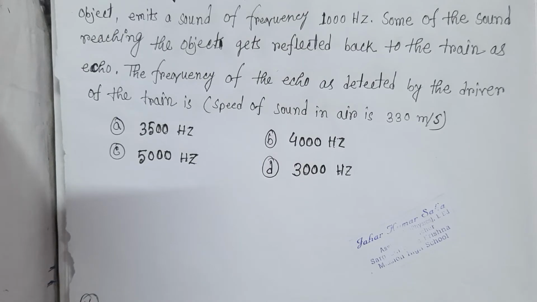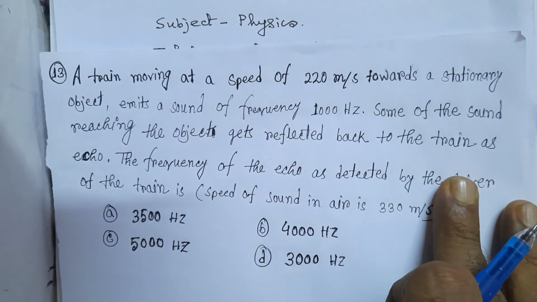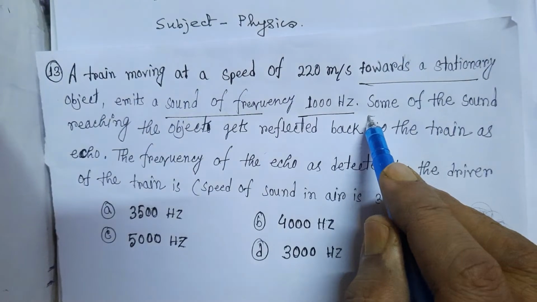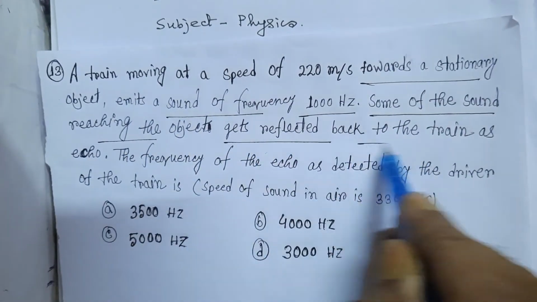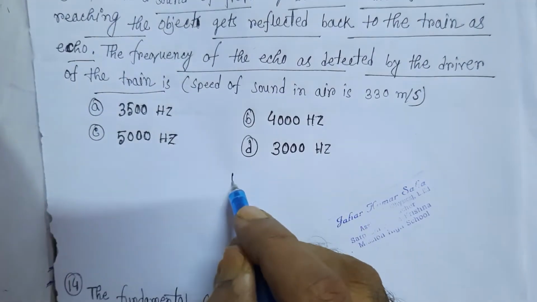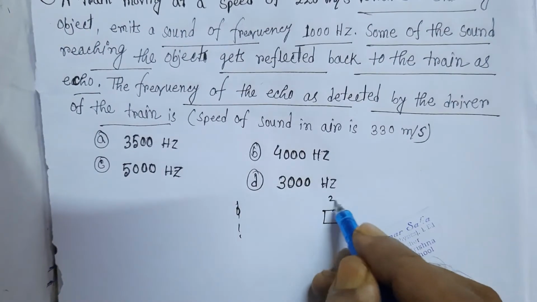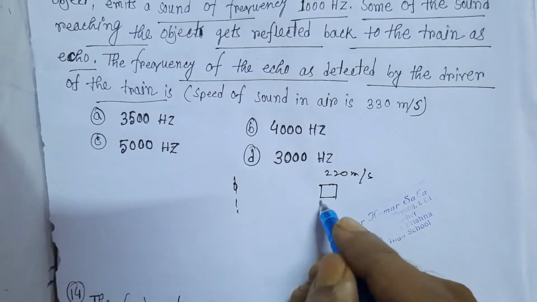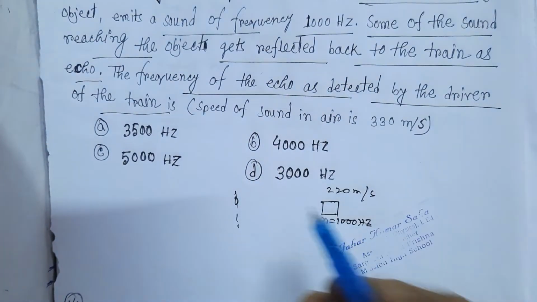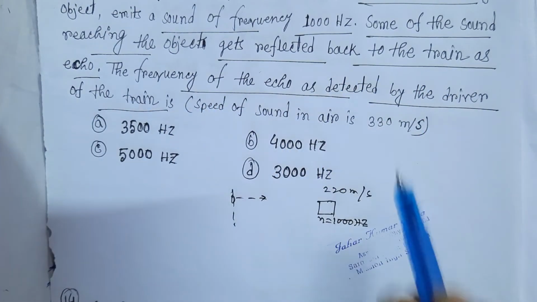In question number 13, we see that a train moving at a speed of 220 meter per second towards a stationary object emits a sound of frequency 1000 Hz. Some of the sound reaching the object gets reflected back to the train as an echo. The frequency of the echo is detected by the driver of the train. Now, here is the problem. A train is moving at a speed of 220 meter per second with a frequency of sound emitted 1000 Hz. Some of the sound reaching the object gets reflected. During reflection, there is no change in frequency. Back at the train, the frequency of the echo is detected.